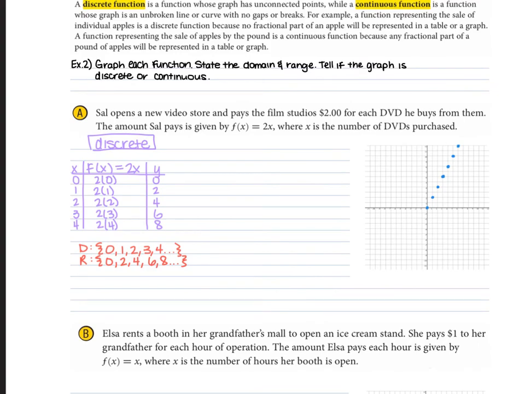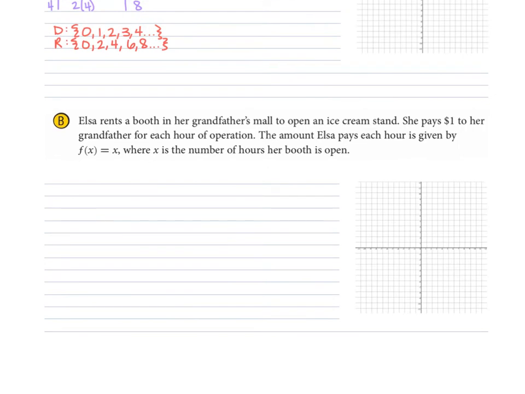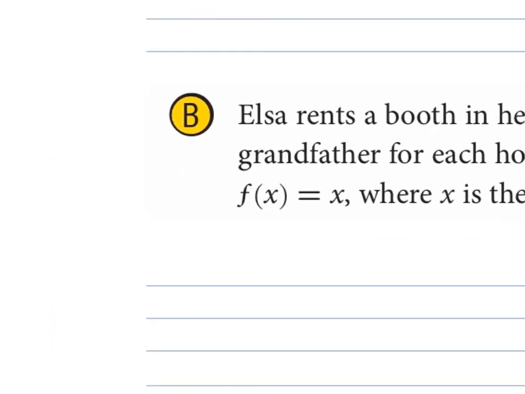If we look at B, it says that Elsa rents a booth in her grandfather's mall to open an ice cream stand. She pays $1 to her grandfather for each hour of operation. The amount Elsa pays each hour is given by f of x, where x is the number of hours her booth is open. So because she can be open for part of an hour, this would be a continuous graph because it's not a specific 1 hour, 2 hours, 3 hours. There's time in between those hours.